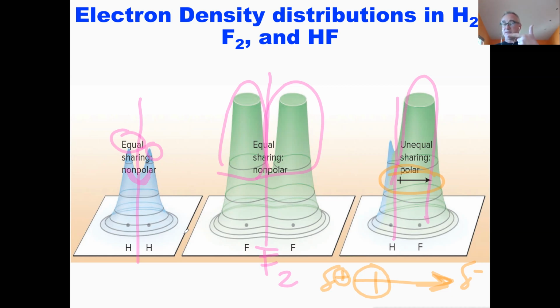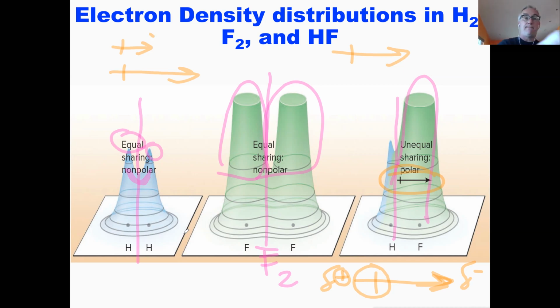So there are two things to know about this particular symbol. One is that it points towards the more negative atom, wherever the electron distribution is higher. And the size of it depends on the difference in electronegativity. If I have a slight difference in electronegativity, it will be smaller. If I have a much larger difference in electronegativity, it will be bigger. So we need to pay attention to both the size and the orientation of the dipole.